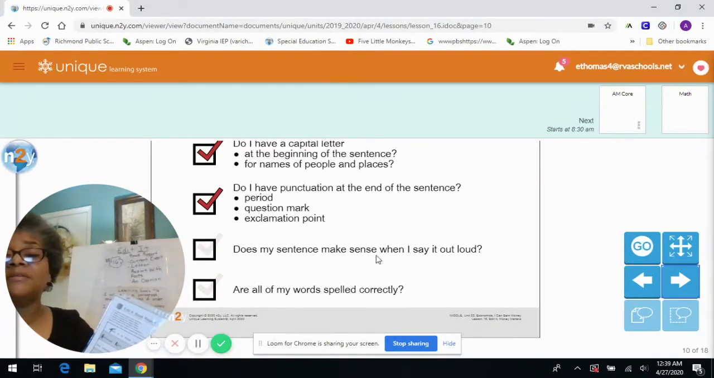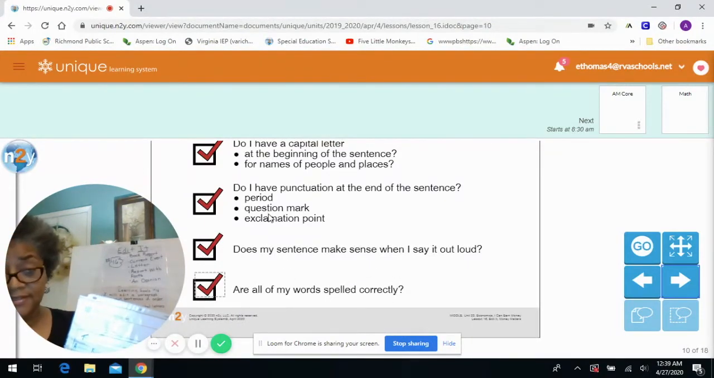Does my sentence make sense when I say it aloud? We read it aloud. It says, and I like this story because I like learning how banks are helpful. Okay, and we have that. Are all of my words spelled correctly? Let's look again. I didn't see any words spelled incorrectly this time, so we'll check that. Now use this checklist for all of your editing. Okay, so we'll go to our next editing, and it is our current events.